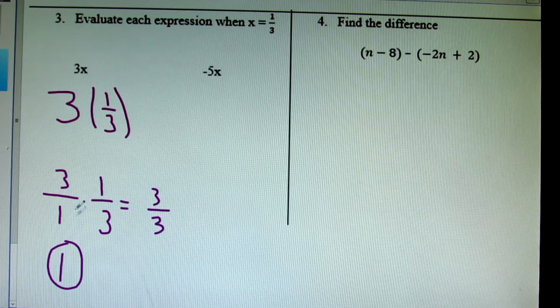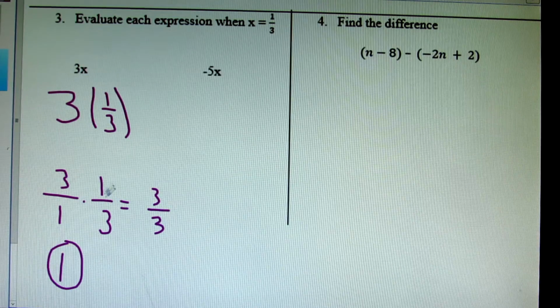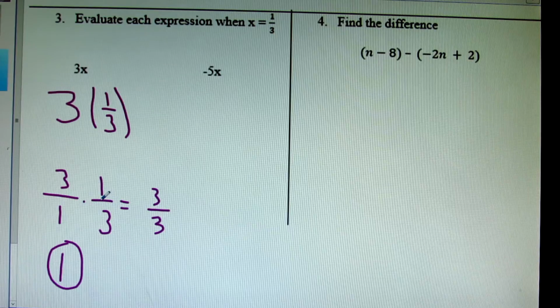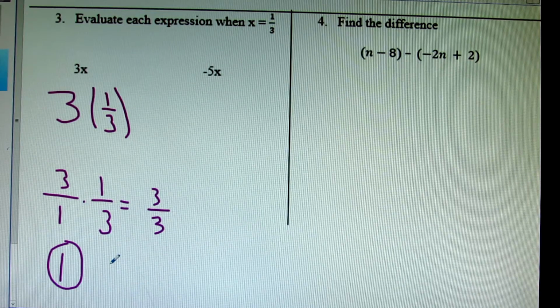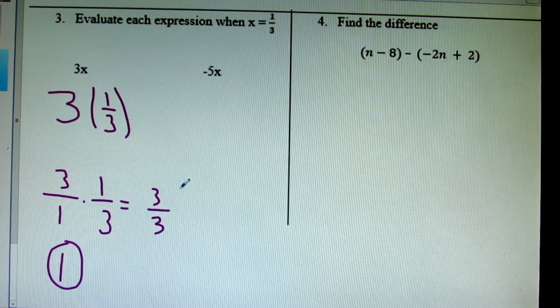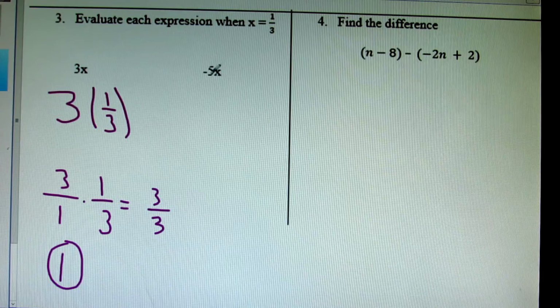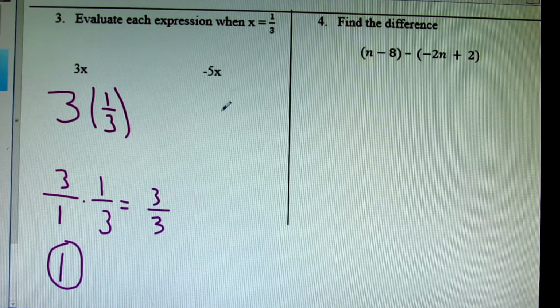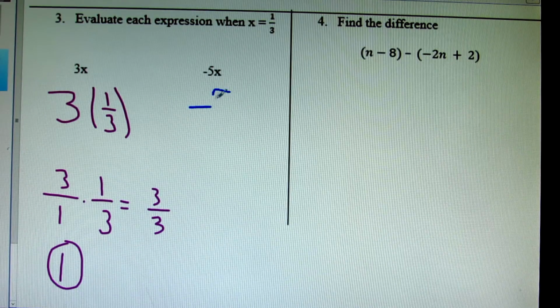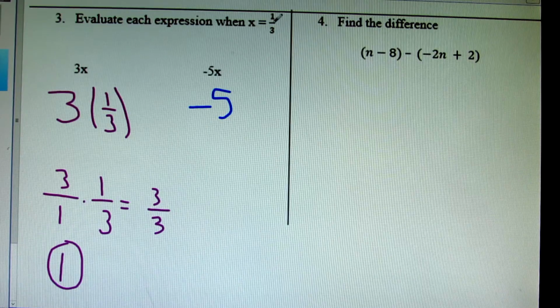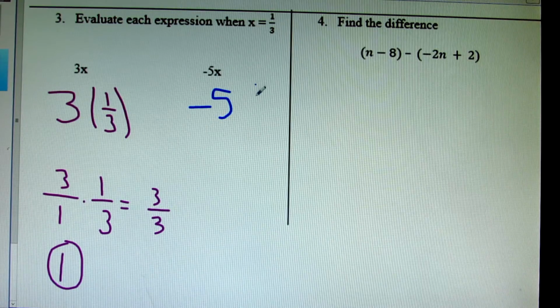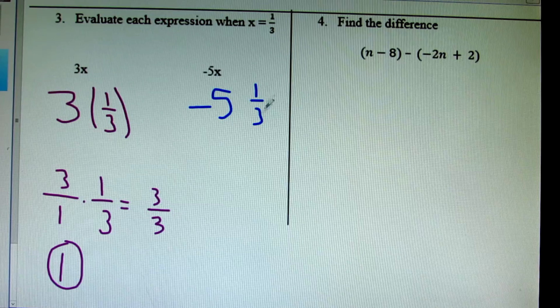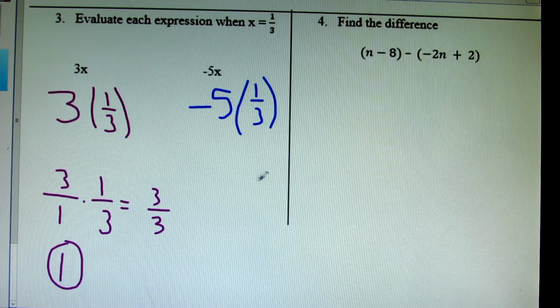Anybody know what property that was when I'm using the reciprocal? That's right, Kevin. It's the multiplicative inverse property. Okay, and there's another question here. Negative 5 times x. So again, I'm going to write my negative 5, but instead of replacing x with 1/3, I put 1/3 inside parentheses. Alright, there we go.